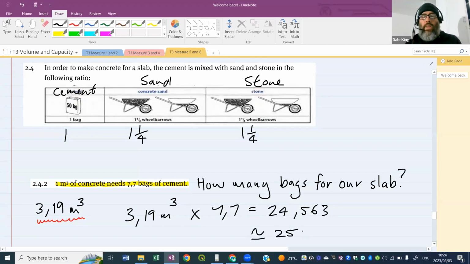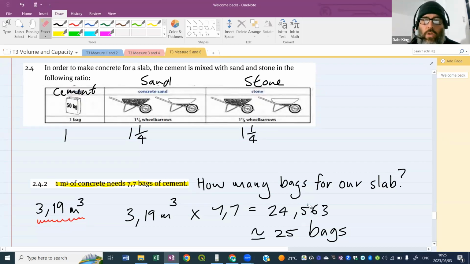Why are they making it a whole number? Because we're assuming that when you buy these bags, you can't buy 0.563 of a bag. So yes, I totally understand if you say make it 25 bags. I would also buy 25 bags for this job, because you can't buy 0.563 of a bag. You have to buy another bag. So it's 25 bags.